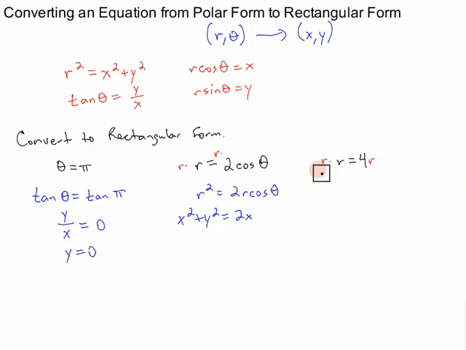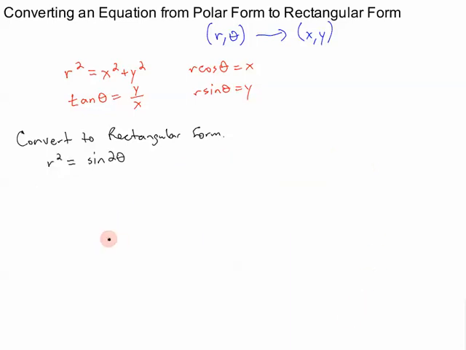There's another way to change r to r squared. And the second way is to square both sides. If you do that, you get r squared equals 16, and now you've got an r squared that's easy to fix and change it to x squared plus y squared. So that's another way to change r to r squared.